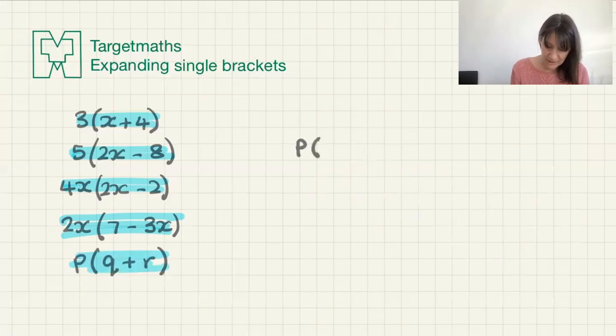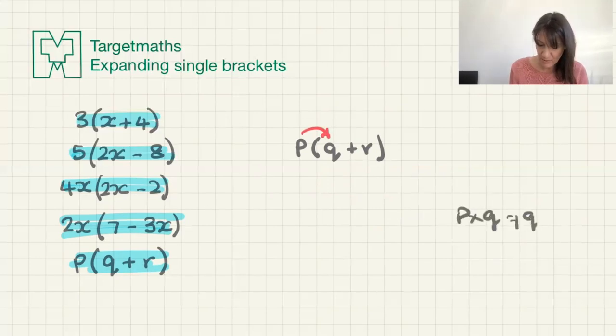There's no numbers whatsoever in this question, but the method doesn't change. It's still P times Q. P times Q just squashes to make PQ. And P times R just squashes to make PR. And that's pretty much it, okay? Be aware of that negative if it suddenly appears like we saw.